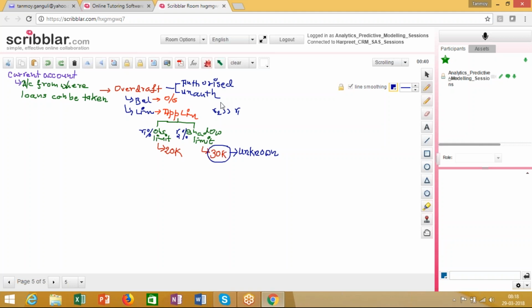Now coming to the next part, your unauthorized overdraft. The unauthorized overdraft is where you have a current account, but you have not been given the authority to use the overdraft, but still you use the overdraft. So that is an unauthorized facility, and unauthorized overdrafts come with added interest cost, right? There are these two different things, and they have different kinds of schemes.